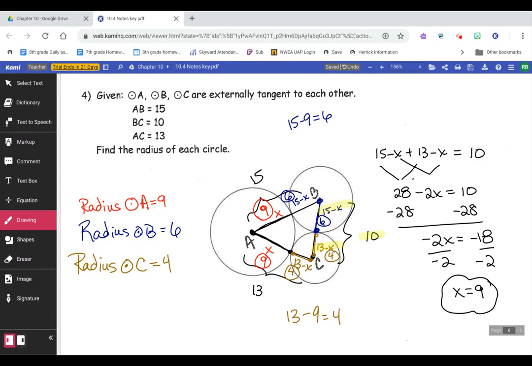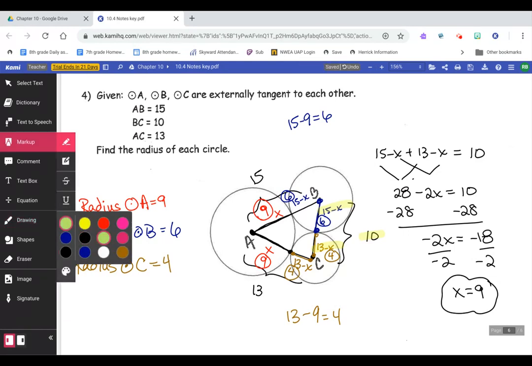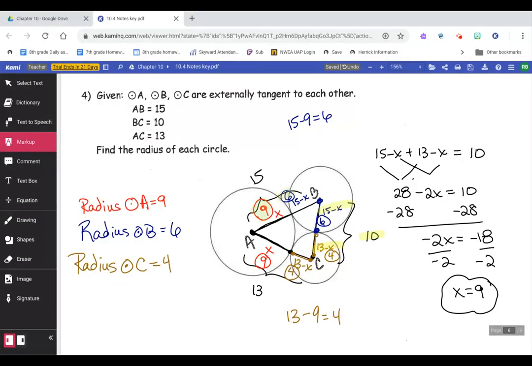Let's see if all of this adds up. If we have 9 and 6, does that add up to the 15? And it sure does. If we have 9 and 4, does it add up to the 13? And it does. If we have 6 and 4, does it add up to the 10? And it does. So these are your answers.